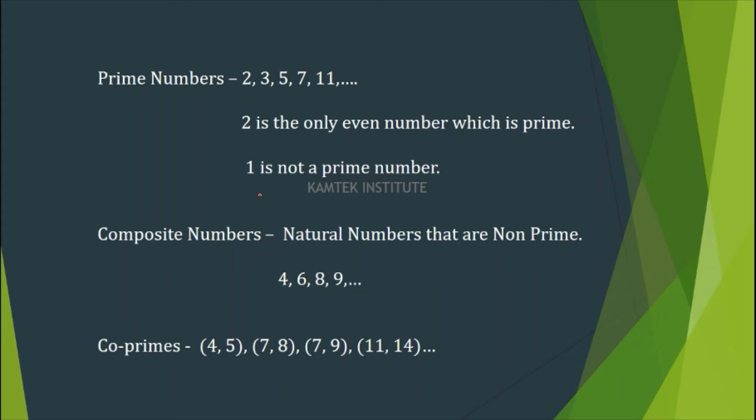Then we come to composite numbers. All natural numbers which are not prime are called composite numbers. Like we have 4, 6, 8, 9, because they have more than two factors. It is divisible by 1 also, it is divisible by 2 also, it is divisible by 4 also. So 4 has got 3 factors, not 2. Same is the case with 6 also. 6 has got factors like 1, 2, then 3 and 6. So all the numbers which are not prime numbers are known as composite numbers. I hope you all will remember it now, right?